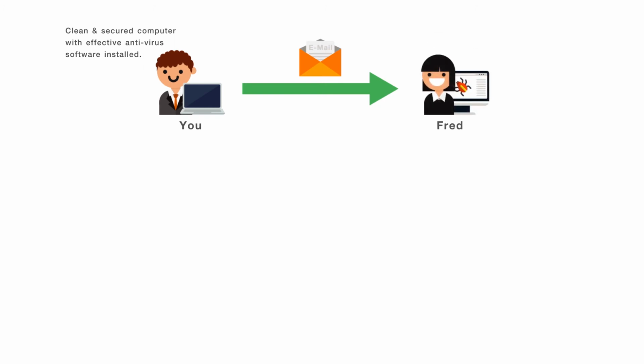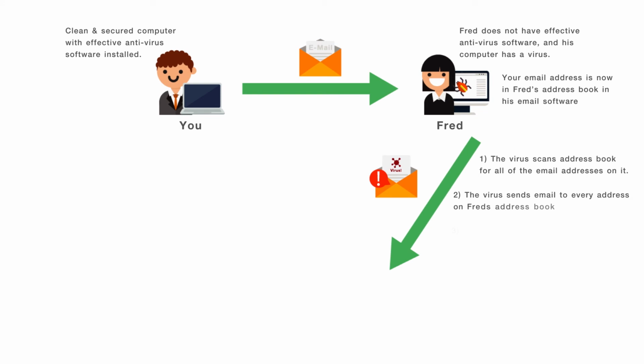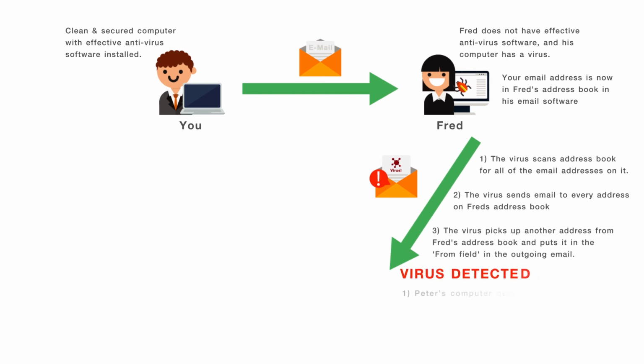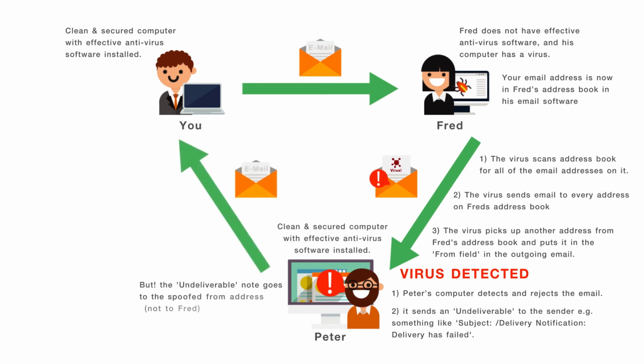This is an example of how a virus spoofs the from address in emails. You have effective antivirus software, so your computer is clean. You send an email to Fred. Now, your email address is in Fred's address book in his email software. Fred doesn't have effective antivirus software, and his computer has a virus. The virus on Fred's computer scans his address book for all of the email addresses on it. The virus sends email to every address in Fred's address book.